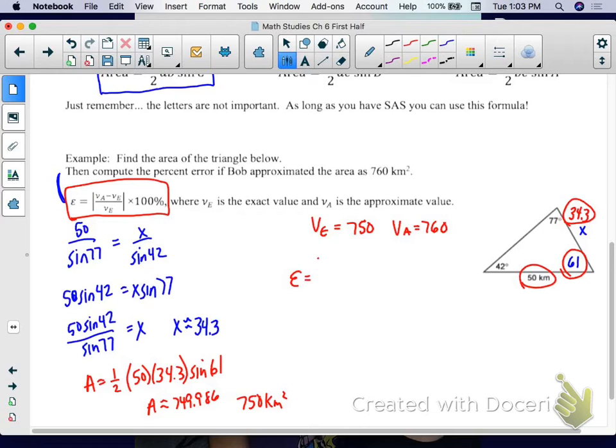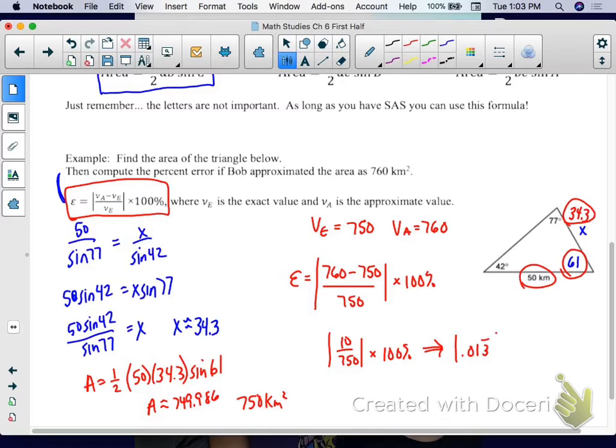So epsilon is the absolute value of VA, so 760, minus VE, 750, divided by VE, 750, times 100%. Okay. Now, if you are going to do this all in one step in your calculator, make sure that you put a parenthesis on the top. Otherwise, just subtract. So that's going to be 10 over 750 times 100%. Okay, well, 10 over 750 is 0.013 repeating times 100%. Really just means times 100, and your answer is going to be a percent.